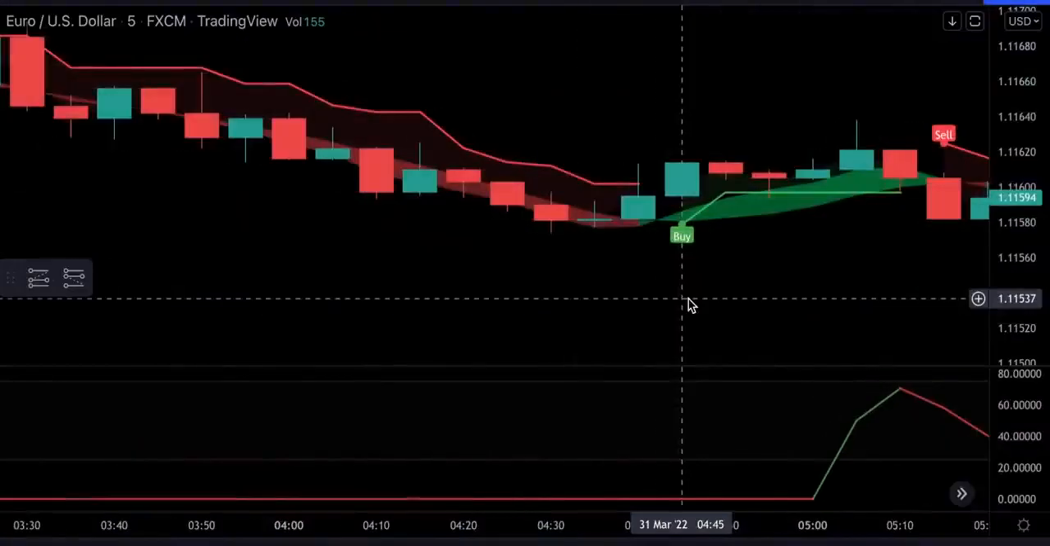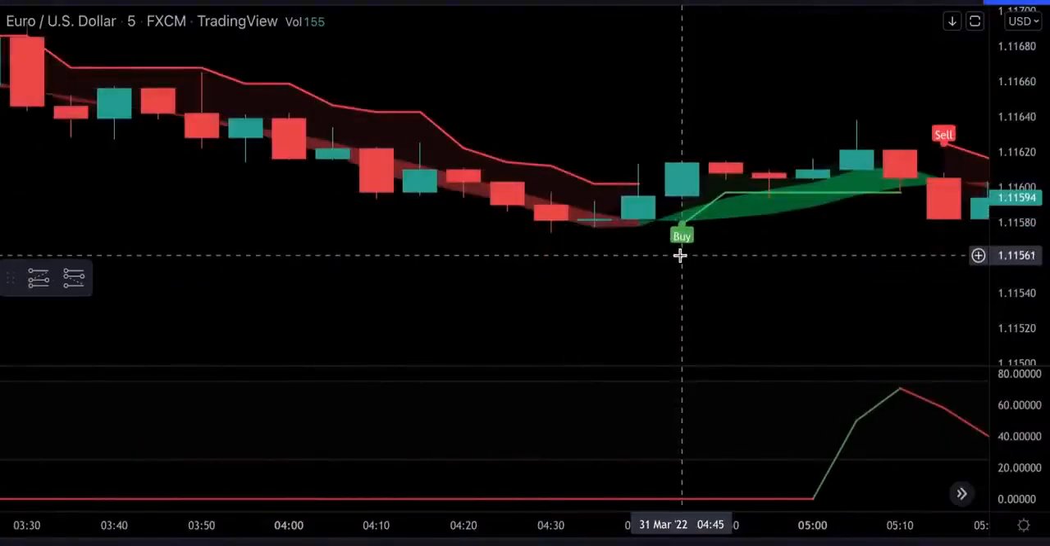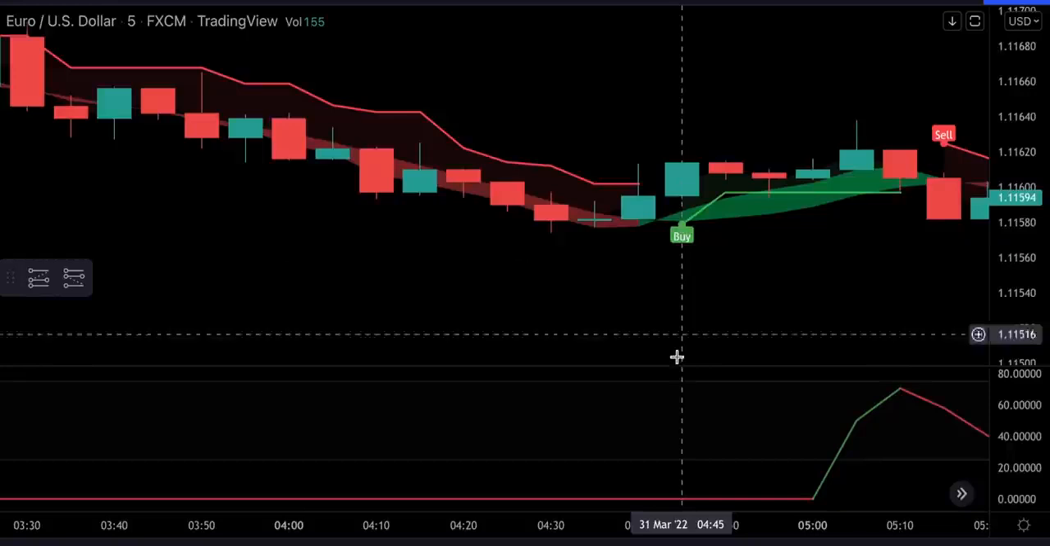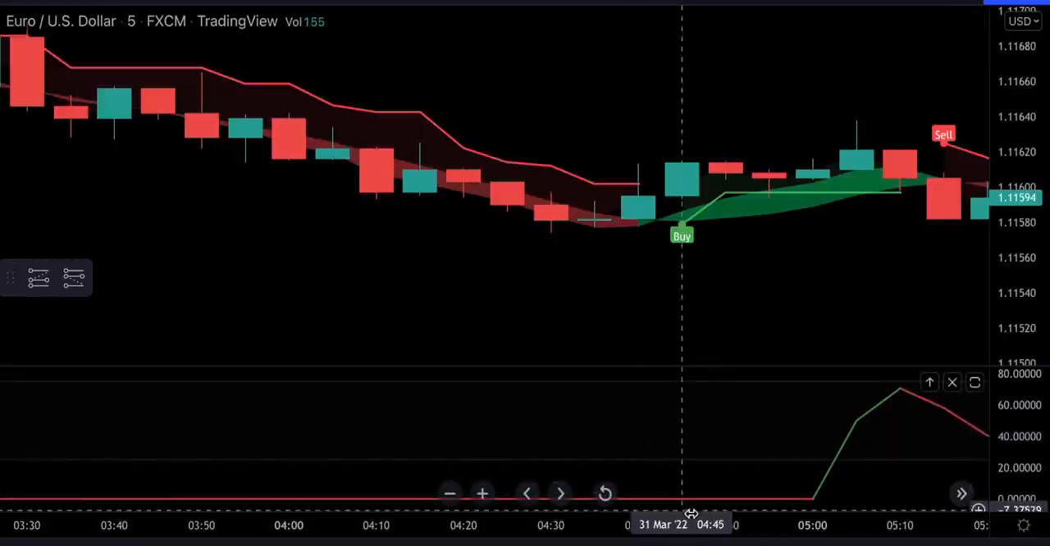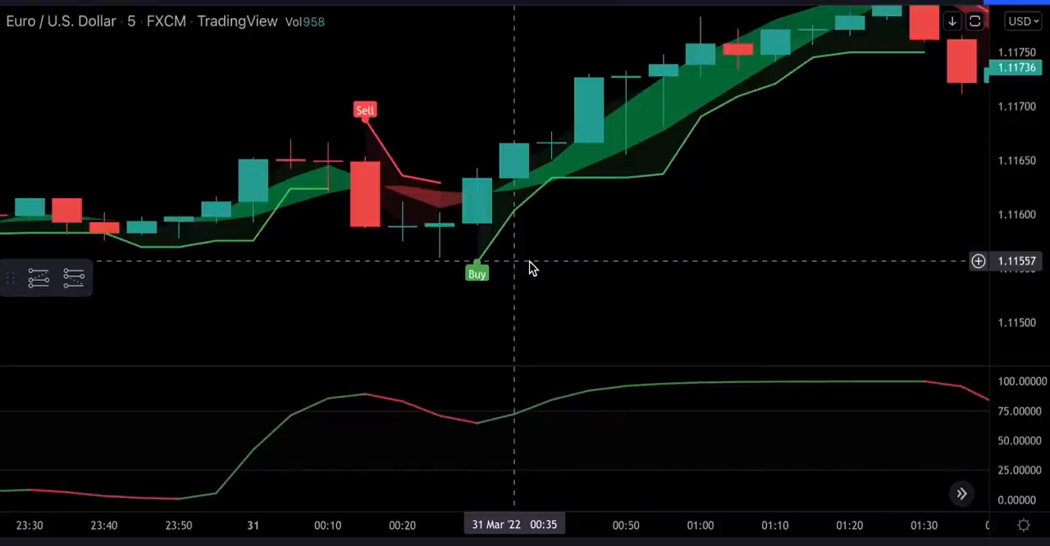Here's an example of a long trade you wouldn't have taken. So even though we have a signal from our Chandelier Exit indicator to go long and our HMA line is colored in green, we do not have a third confirmation from our STC indicator, so we would have skipped this trade. Here's an example of a long trade you would have taken.